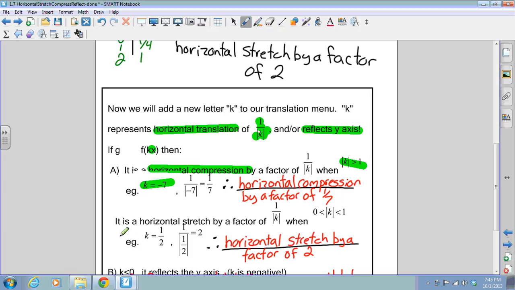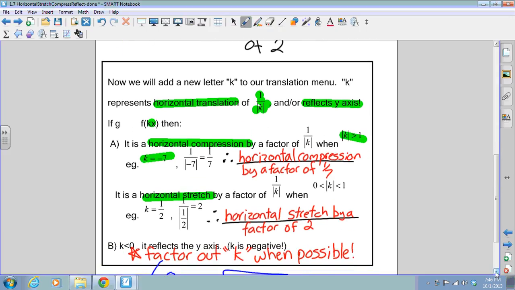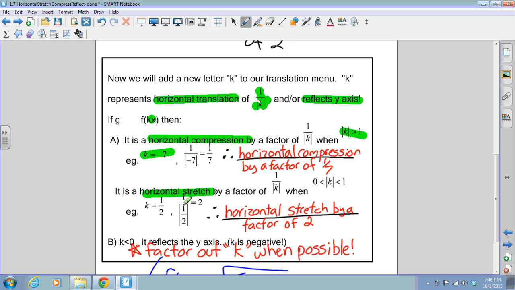The second example here is when you're taking a look at a horizontal stretch. That occurs when k is between 0 and 1, i.e. a fraction. And just remember, guys, when you divide by a fraction, you invert and multiply. So in this case, k is originally 1 over 2, but to talk about the factor of how much it's been stretched by, it's 1 over the absolute value of k. Again, you're dividing a fraction by a fraction, so you invert and multiply. So in this case, the factor would be 2. So you would say a horizontal stretch by a factor of 2.